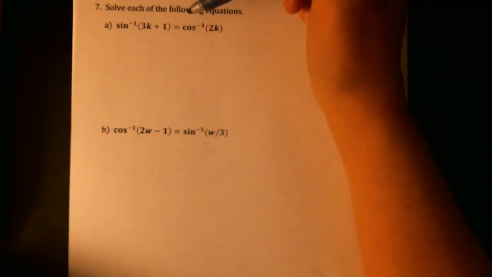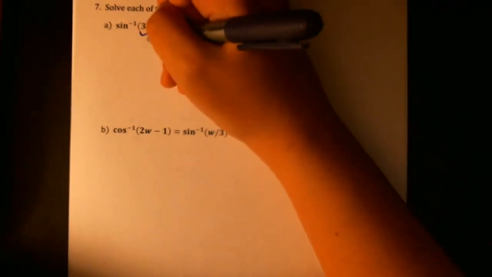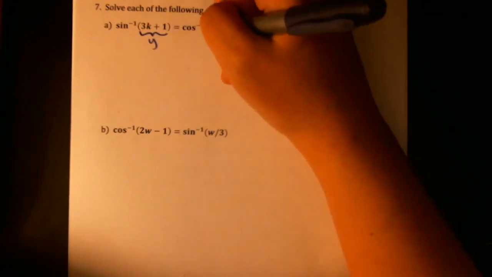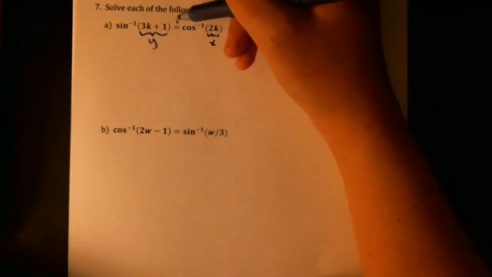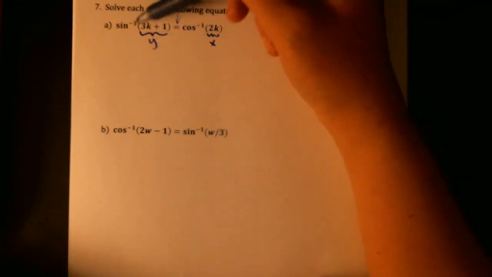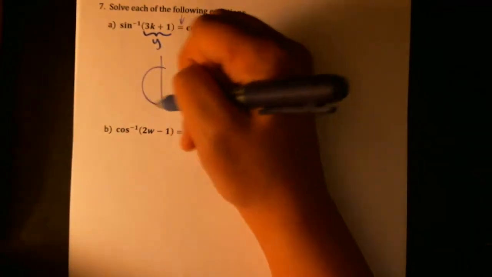I am telling you that if I take the inverse sine of 3k plus 1, I get the exact same thing as if I take the inverse cosine of 2k. So if I think about what info I'm being given here, if this is getting plugged into the inverse sine, this is my y. And if this is getting plugged into inverse cosine, this is my x. And what's really key here is that equal. So the arc length that gives me this y is equal to the arc length that gives me this x, which means I'm talking about a single point on the unit circle.